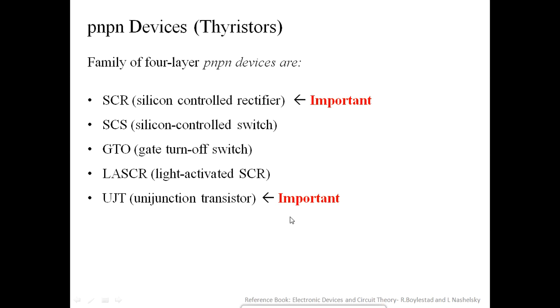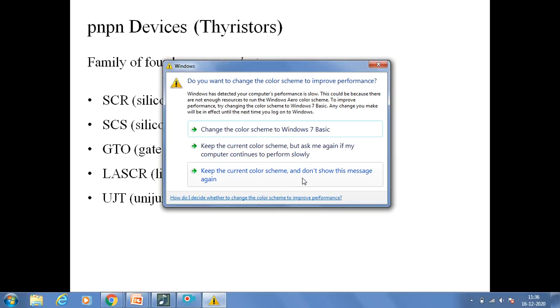Now what if there are 4 layers? For example, PNPN, or it could be NPNP. Such types of devices also play a crucial role in E&C, especially in the power electronics field, where they find a wide variety of applications. So let us begin with the discussion of PNPN devices, which are also called thyristors.